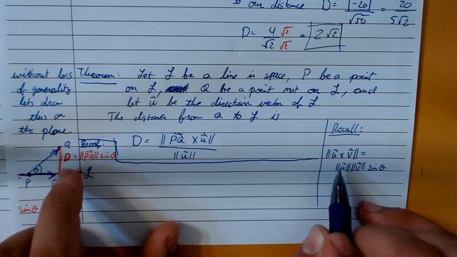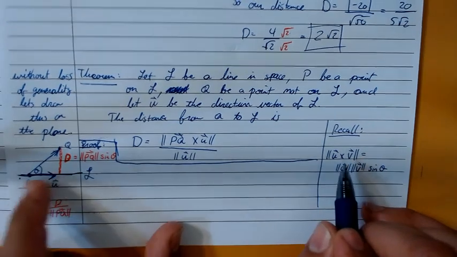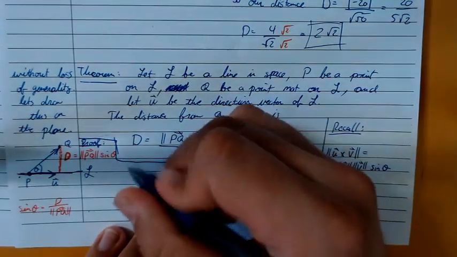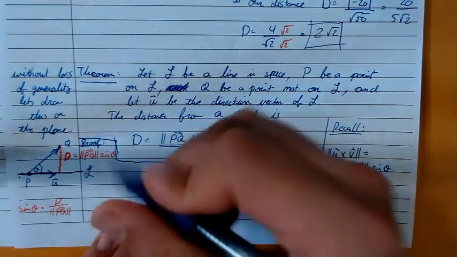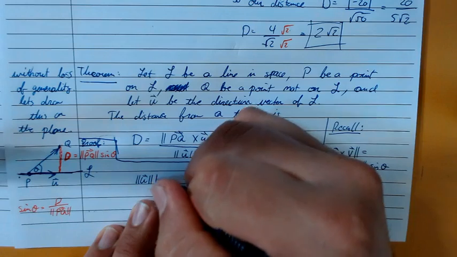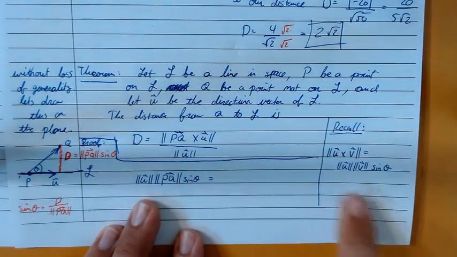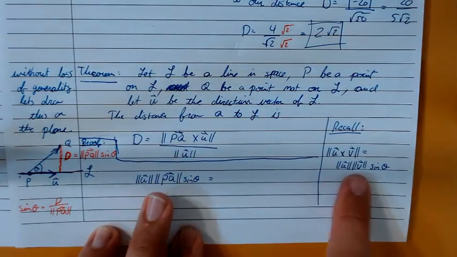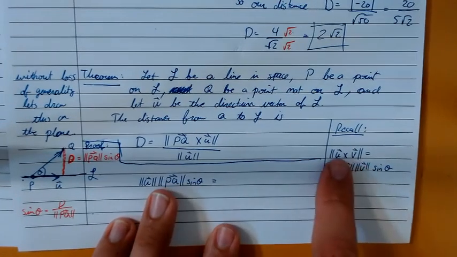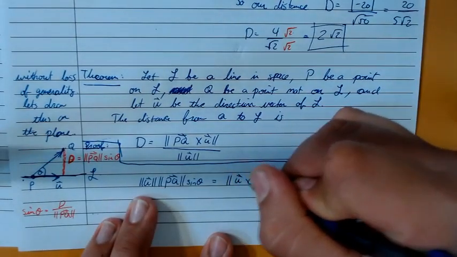Well, if I multiplied it times the magnitude of this vector u, then that would just be the cross product of that vector u with that vector PQ. So here we could say the magnitude of the vector u times the magnitude of the vector PQ times the sine of theta, right? That is equal to the magnitude of the cross product of those vectors. So the cross product of u with PQ.